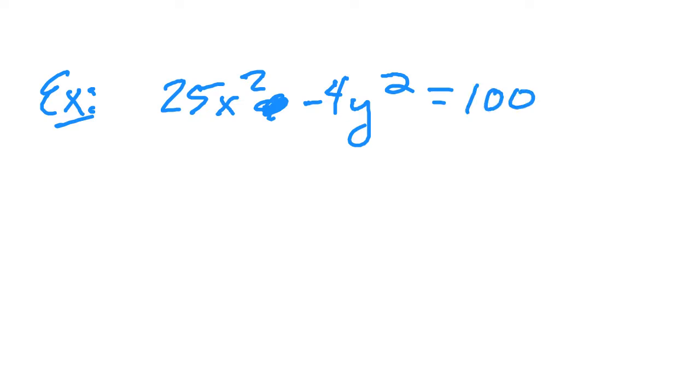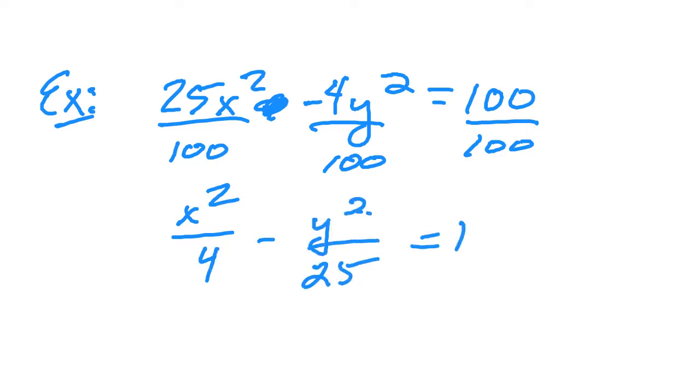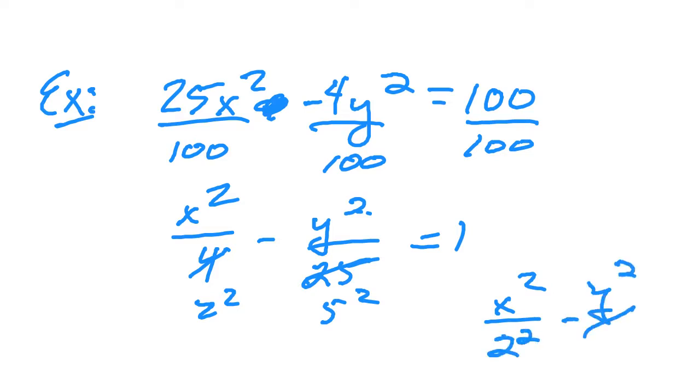I'm just going to step through this. I can divide both sides by 100, dividing each term by 100. What I end up with is x squared over 4 minus y squared over 25 equals 1, and this is a hyperbola. We can rewrite 4 as 2 squared and 25 as 5 squared. For a hyperbola, which is in the appendix on page 858, x squared over 2 squared minus y squared over 5 squared equals 1, this is the a.